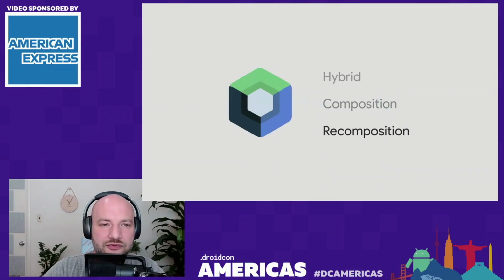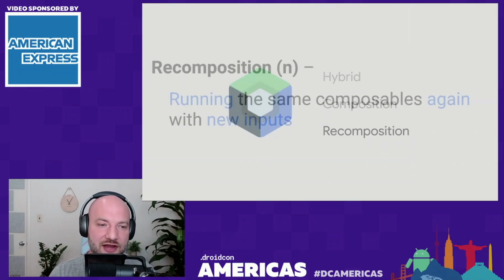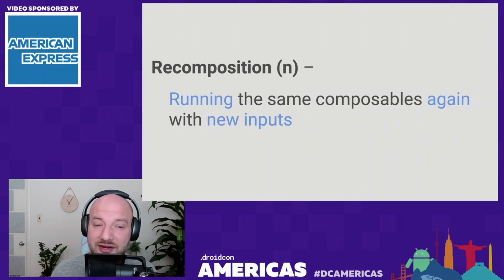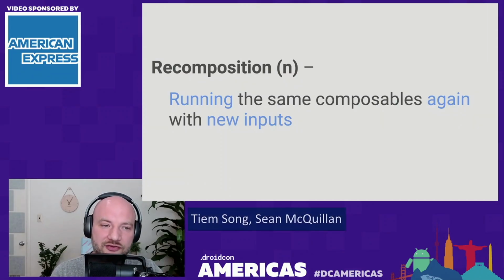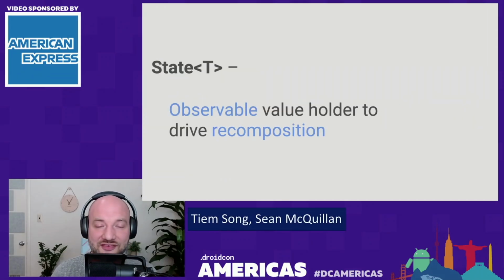Okay. And now to switch gears a little bit, let's go over to recomposition. Recomposition happens after initial composition, and it's basically the process of running the same composables again with new inputs. The primary way that you're going to do recomposition in Compose is using State of T. This is that built-in observable type to Compose, which is an observable value holder that can automatically drive recomposition.